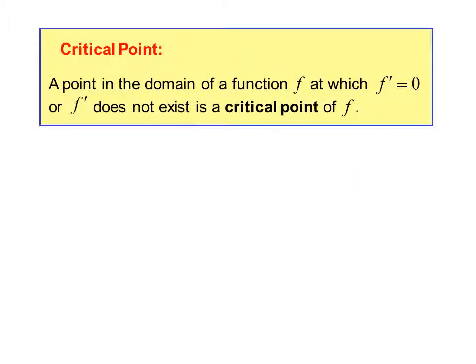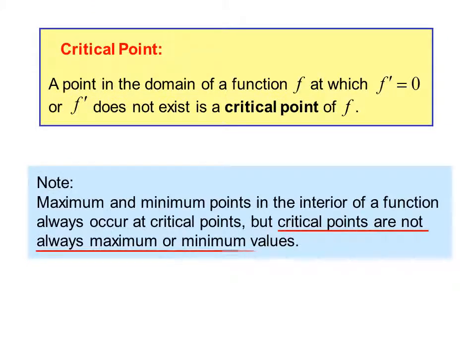Critical point. A point in the domain of a function f at which f prime equals 0 or f prime does not exist is a critical point of f. Note, maximum and minimum points in the interior of a function always occur at critical points, but critical points are not always maximum or minimum values.